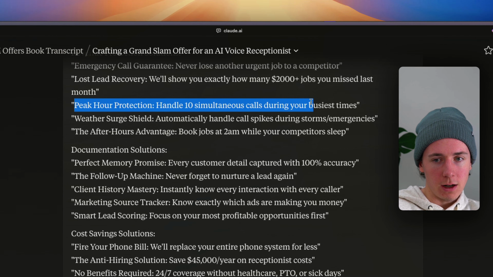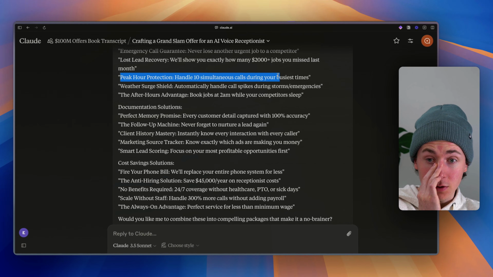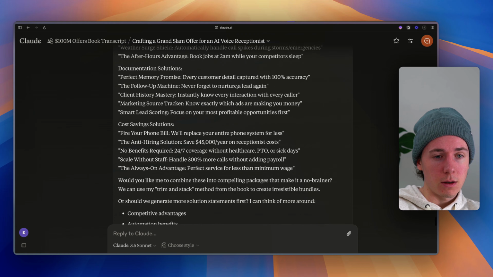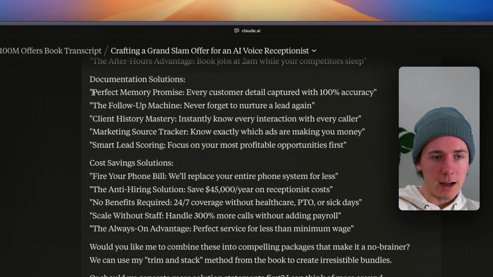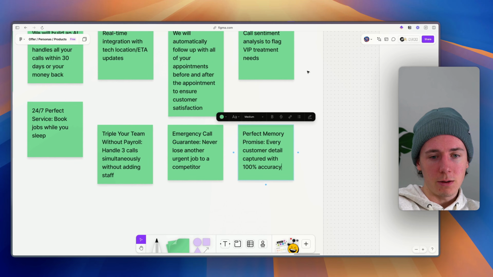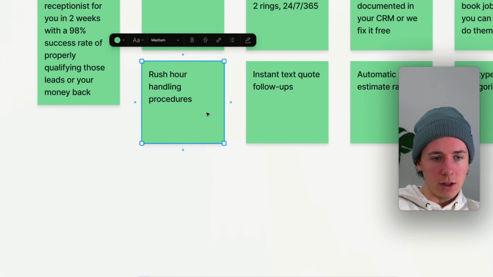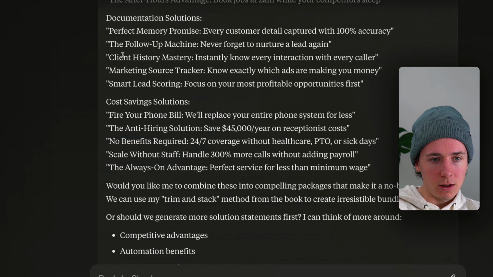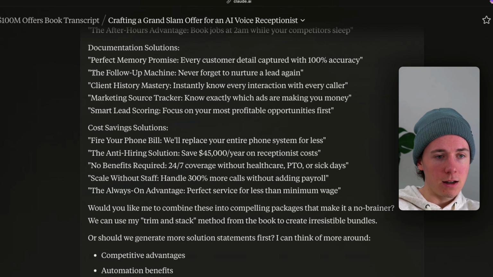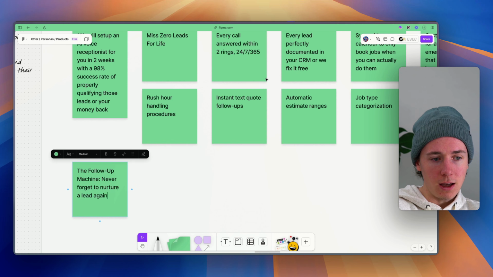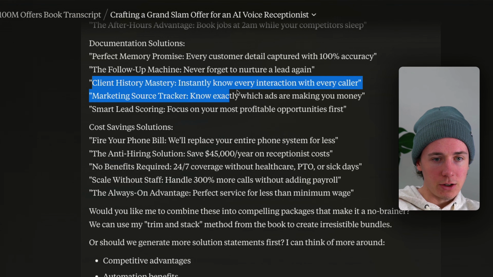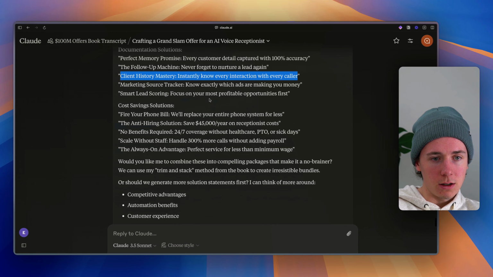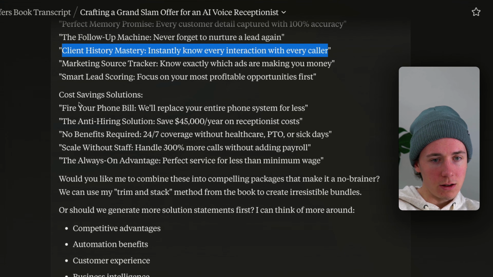Peak hour production. I don't know if we can handle multiple calls. Every customer detail captured with 100% accuracy. I don't know if I would say 100%, but interesting idea. So again, we're just coming up with as many solutions to these problem sets as possible. Client history. Never forget to nurture another lead again. Client history mastery. Instantly know every interaction with every caller. Know exactly which ads are making you money.